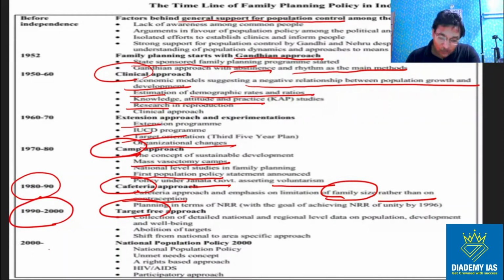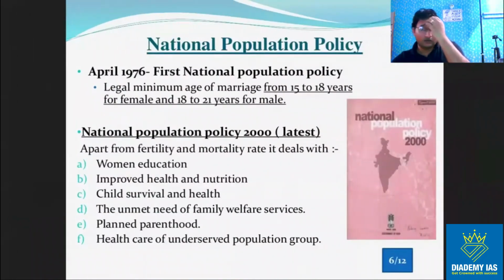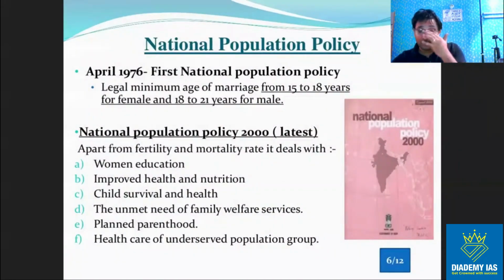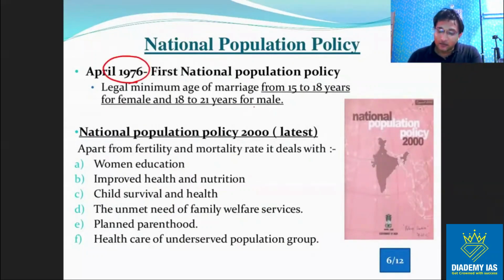ठीक है, after 2000 we are following National Population Policy 2000. So this is the policy which is in application as of now, अभी ये एप्लीकेशन में है। ठीक है, तो फर्स्ट पॉपुलेशन पॉलिसी कब आई थी? 1976 में। इसके अंदर हमने क्या किया था?